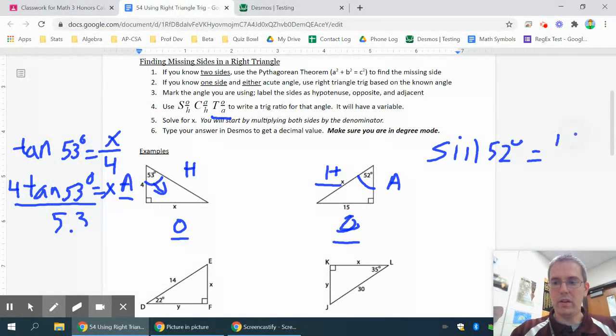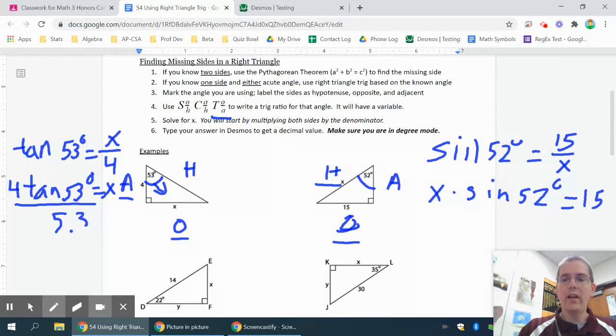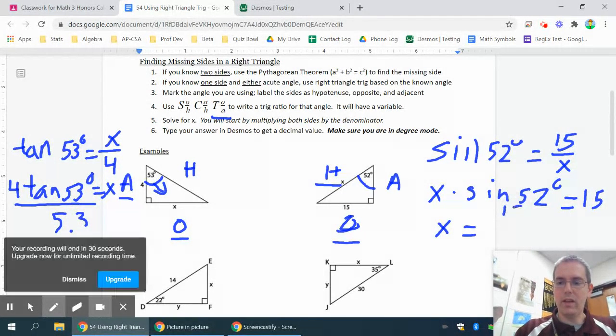equals 15 over x. In this case, I'm going to multiply both sides by x, and I get x times the sine of 52. You do kind of have an extra step on this one because you're always going to start by multiplying to get rid of that denominator, but in this case, x is not by itself yet. So now to finish getting x by itself, I'm going to have to divide both sides by sine of 52. So I'm going to get 15 divided by sine of 52.